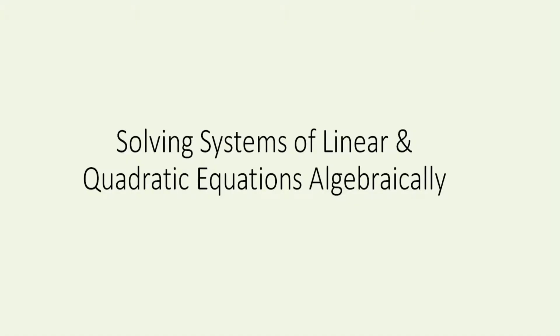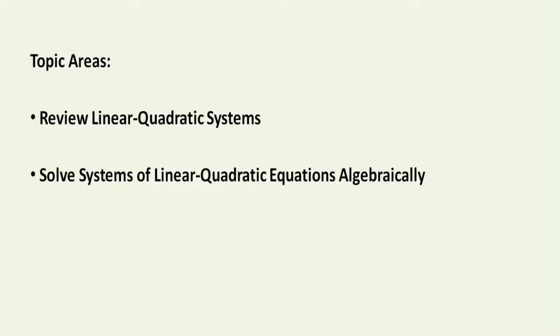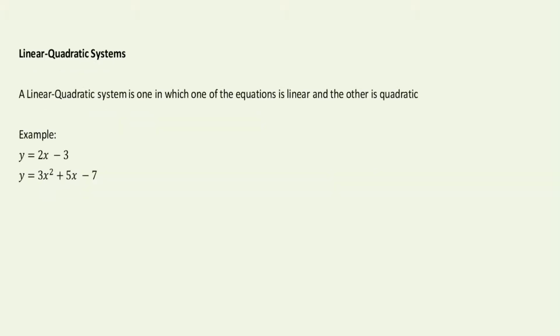Let us go ahead and solve systems of linear and quadratic equations algebraically, so that means using algebra. We're going to review linear quadratic systems, and then look at the techniques for solving them. A linear quadratic system is one in which one of the equations is linear and the other is quadratic. An example here: this is a linear equation, y equal to 2x minus 3, and we have a quadratic, y equal to 3x squared plus 5x minus 7.